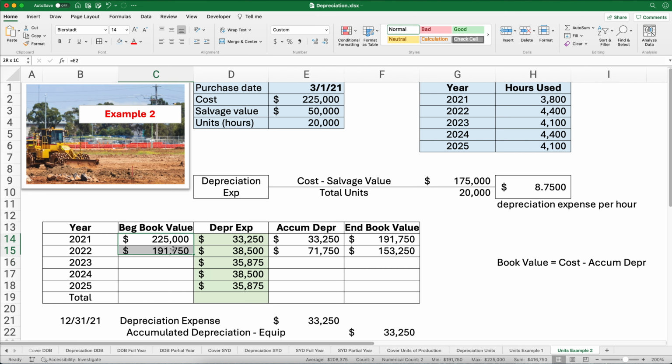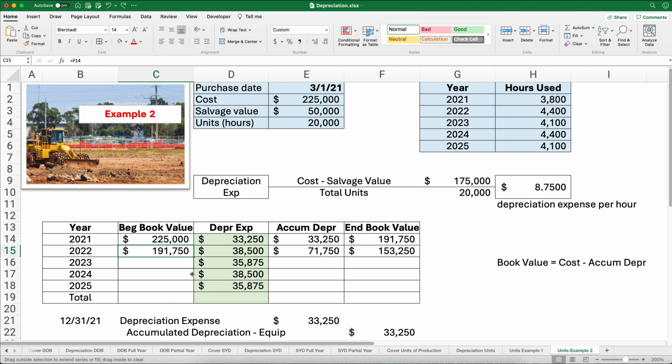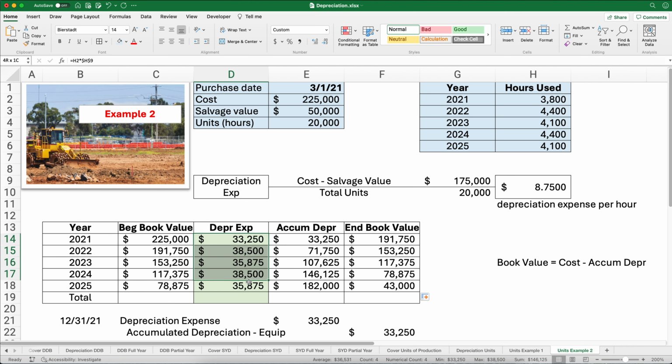So let's go ahead and copy this all the way down. Copy it down and copy this. Wait a minute, let me do this one. Copy it down. Copy this down. And let's check our total.